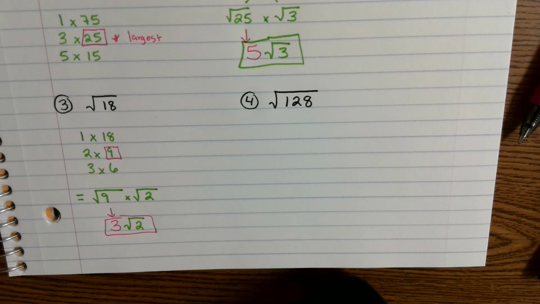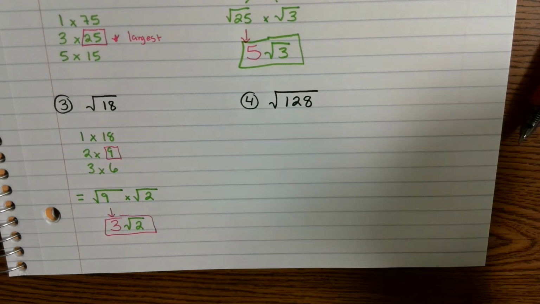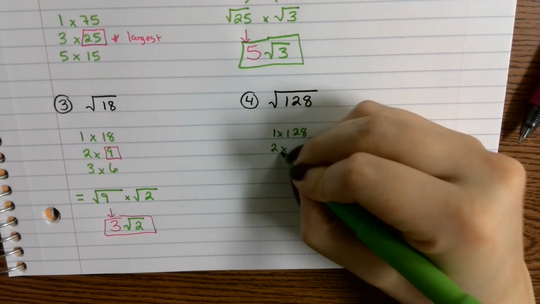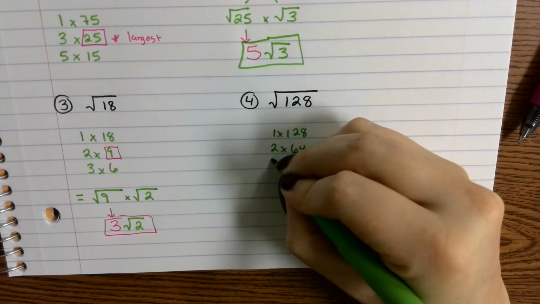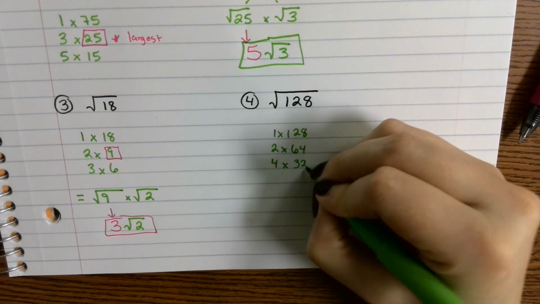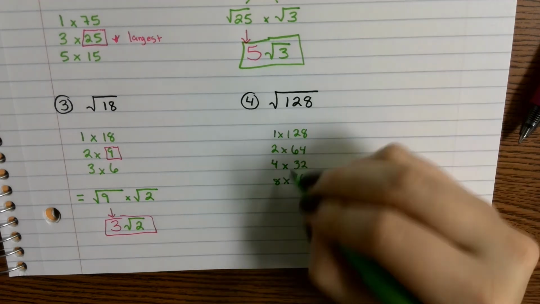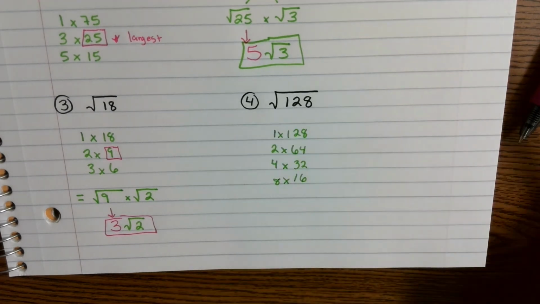All right. What'd you get, Christopher? 8 square root of 2. Okay, so the factors, we've got 1 times 128, 2 times 64, 4 times 32, 8 times 16. So these are all factors that happen to be part of the 128.